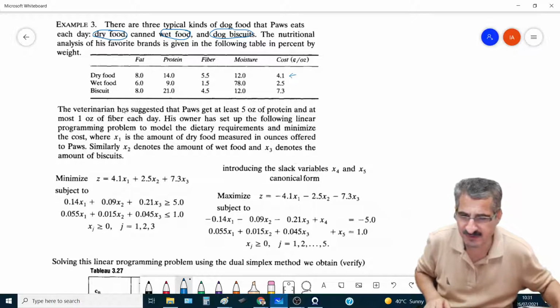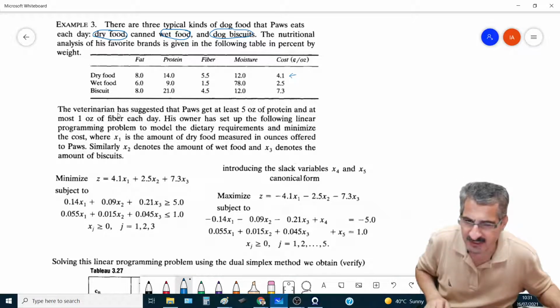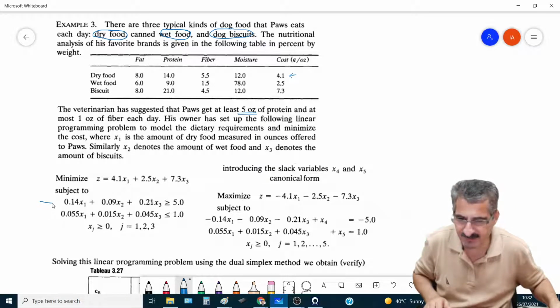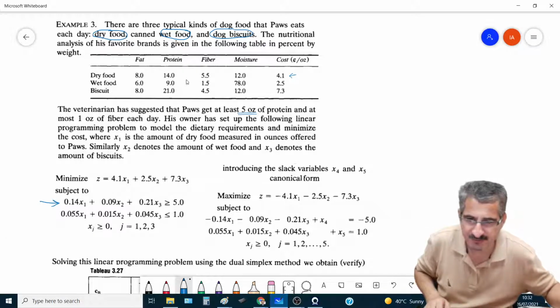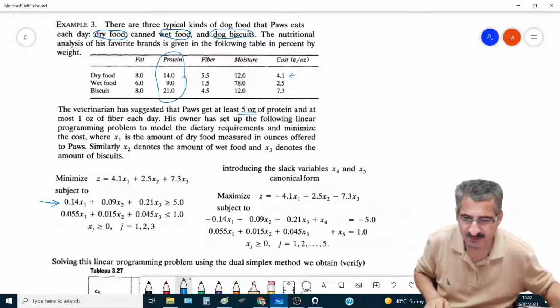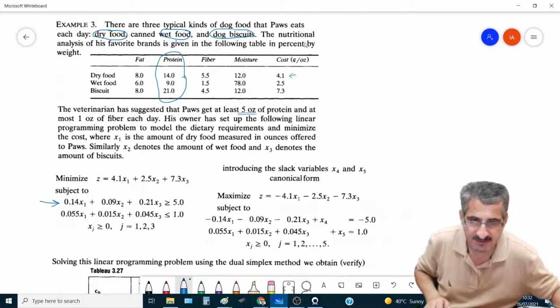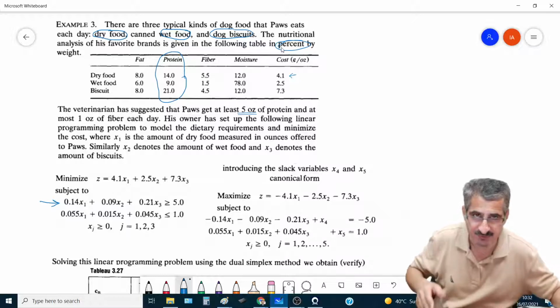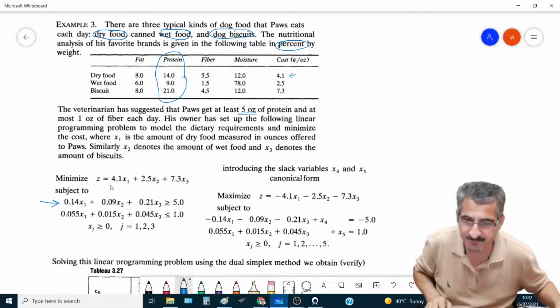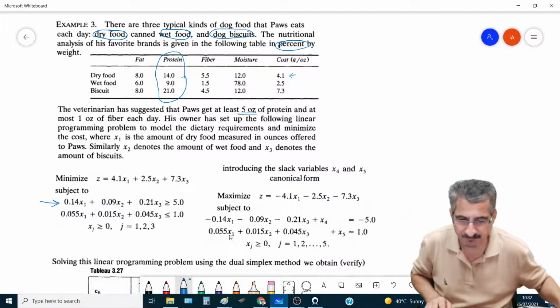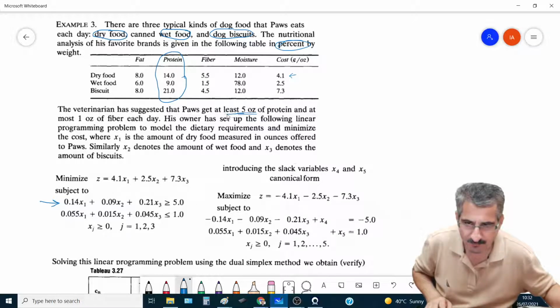Okay, now what's happening here? The veterinarian has suggested that he get at least 5 ounces of protein, and this is the constraint, right? Because protein is that. So we have 14. It is given by percent, so the 14 will be 14%. So let me see. This goes for the constraints in blue.